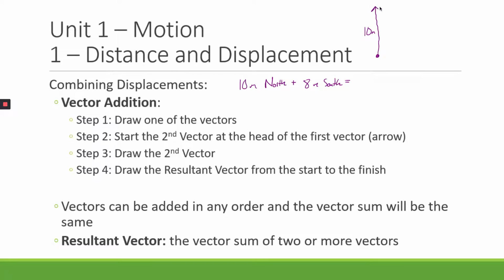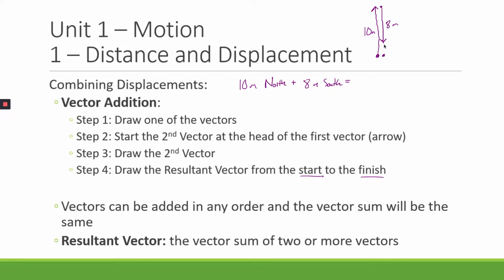Now I'm going to draw it right next to it just for clarity's sake, but I need to start my vector at the end of my first vector. So my second vector starts at the end of the first vector. It's called the tip-to-tail technique. So we start our 8 meters south here. And now we're going to draw our second vector, which I just did. And then step 4, draw the resultant vector from the start to the finish. So here was our start, and here is our finish. I'll draw it right next to it for clarity.